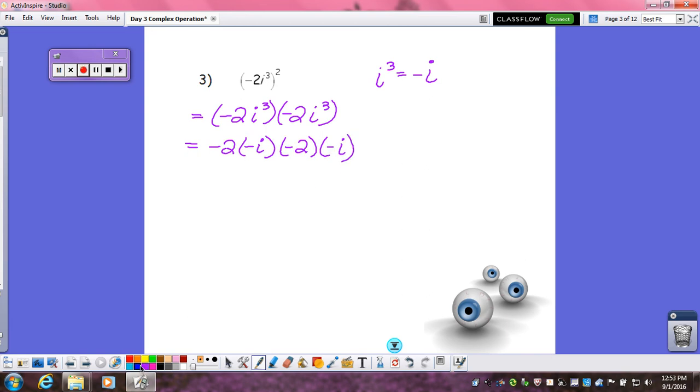We go ahead and do our multiplication. -2 times -2 gives us a +4. -i times a -i is a positive i squared. But we don't want to leave our answer because we have that i squared. So i squared is equivalent to -1. So we're going to use substitution. So 4 times -1 to produce a -4.